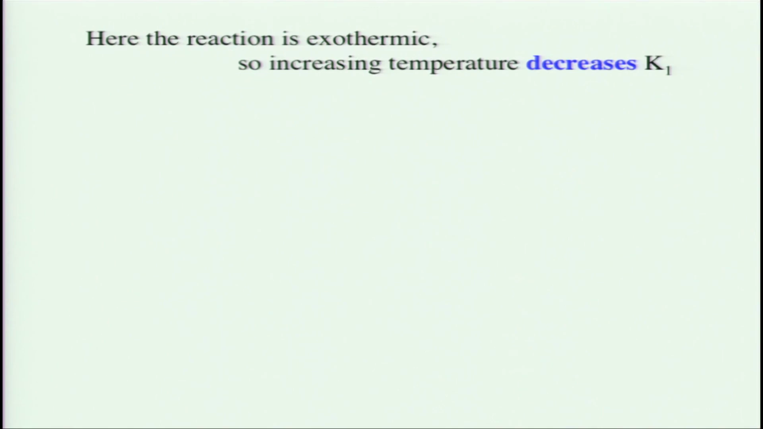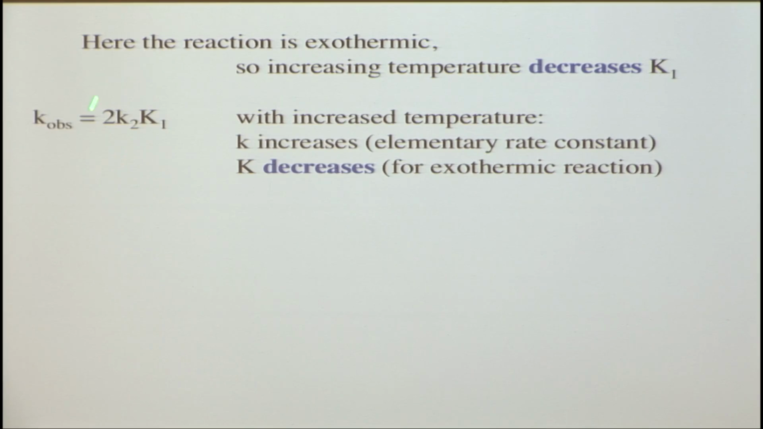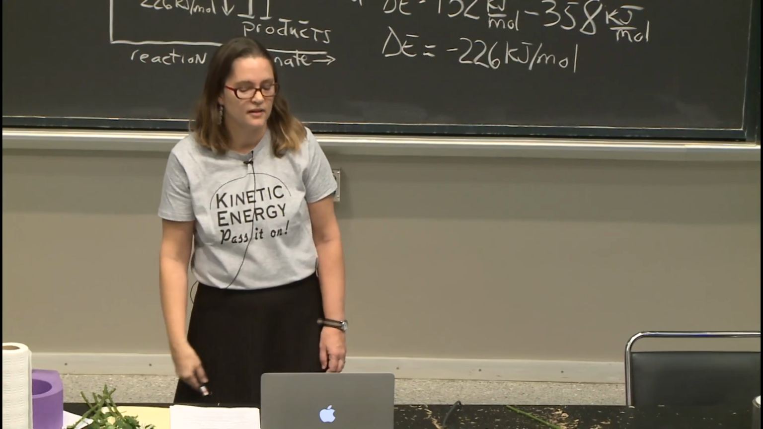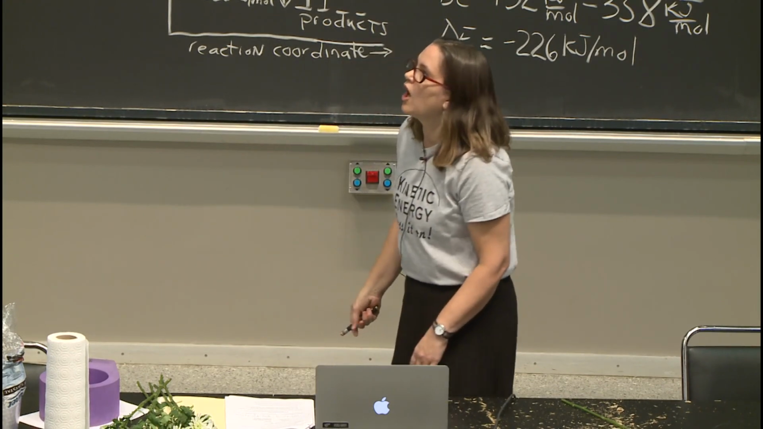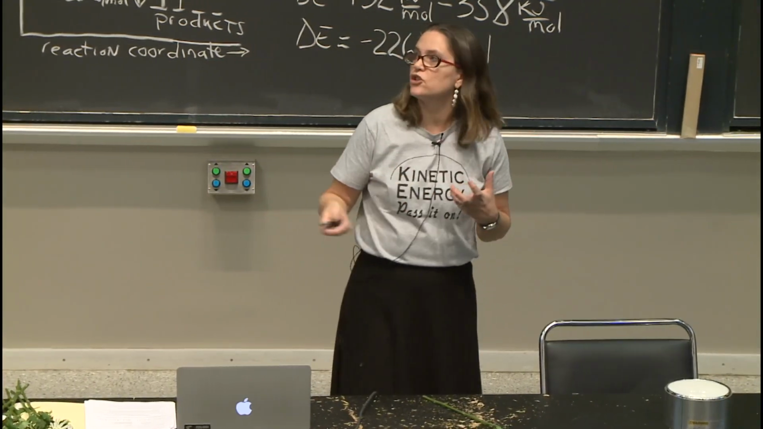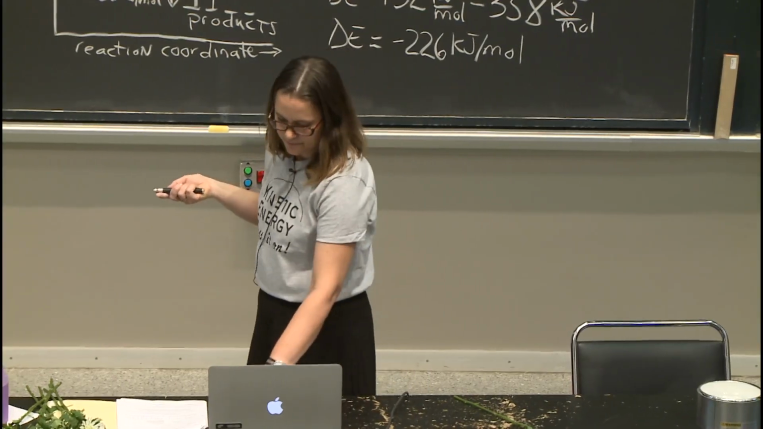It decreases. Now, let's think about what happens here. So our K-obs now has an elementary rate constant term, which is going to increase with temperature, and it has an equilibrium constant term, which is going to decrease with temperature for an exothermic reaction. So we have these going in opposite directions. So overall, we want to think about the magnitude of our activation energy term for our rate constants. And we want to think about the magnitude of our delta H term in terms of the equilibrium constants.